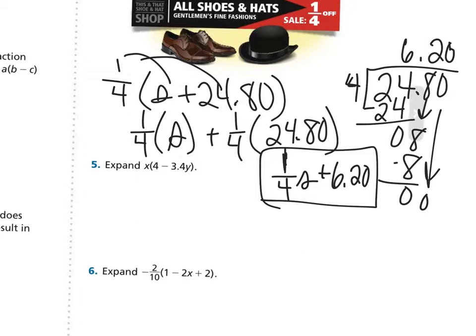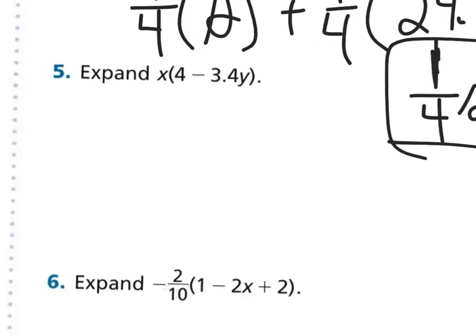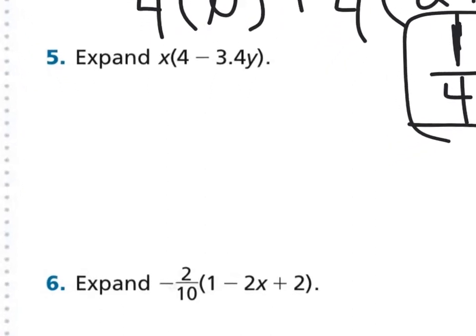Look at number 5. They want us to expand this. Again, expand, which means we're going to distribute. And just remember again, when you distribute something, when you're multiplying something, they don't have to be like terms to multiply. They just have to be like terms in order to add or subtract.